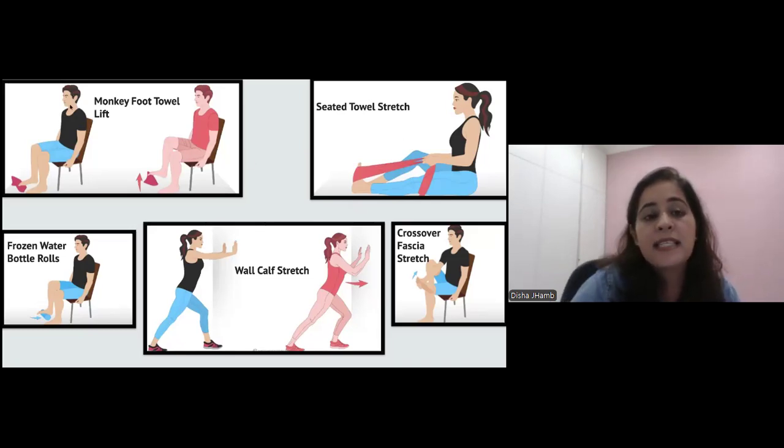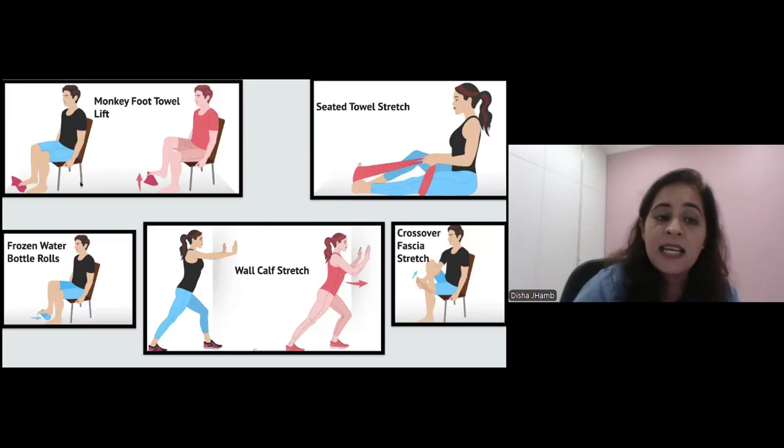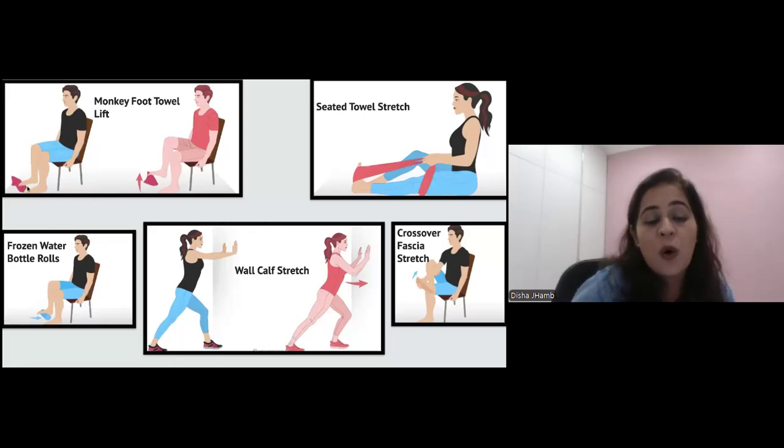And this one exercise, the monkey foot towel lift, is a very interesting exercise because it's a very good strengthening exercise. It helps in increasing the flexibility and range of motion of the toes, and it strengthens all the deep seated intrinsic muscles of the foot and the plantar fascia as well. A towel needs to be spread in front of your foot, and with the help of your toes you will try and curl in that towel. Try to scoop it and fill it in the arch of your foot, and then you can try and spread it by spreading your toes.